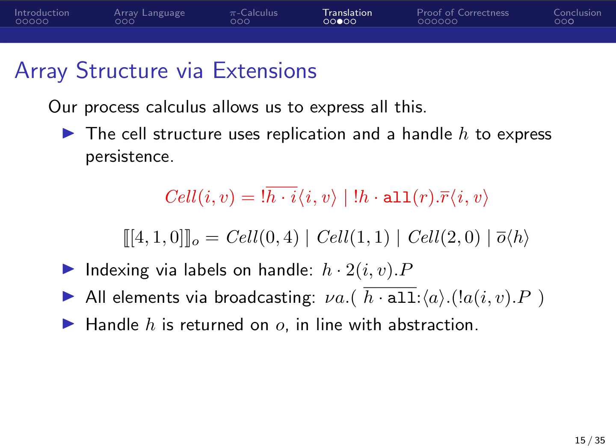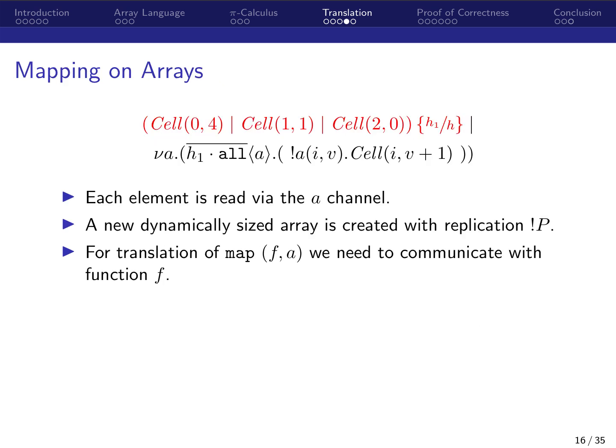And if we have an array as a result, we return its handle on the result channel, just like we do with abstractions. We use the result channel to return the value of an abstraction. Now, if we want to use the arrays, how do we do that? Well, here's an example of that. Let's suppose we want to map the function +1 to our array that we just saw.